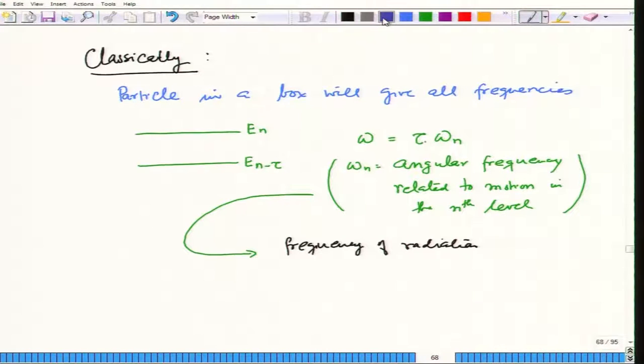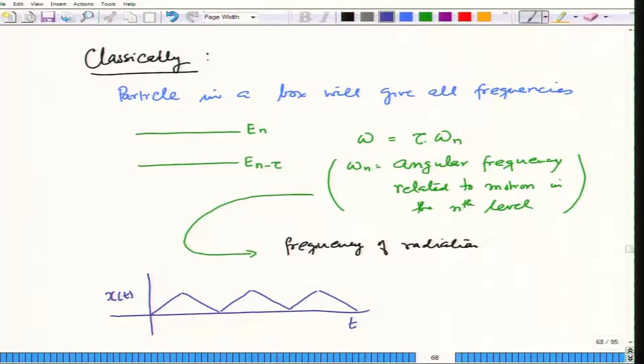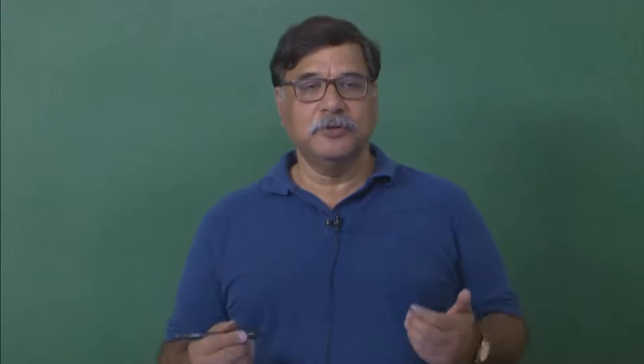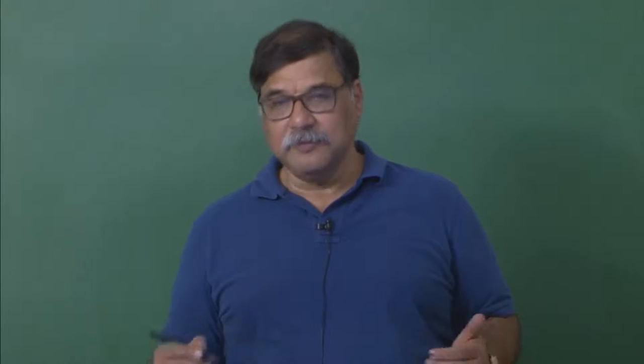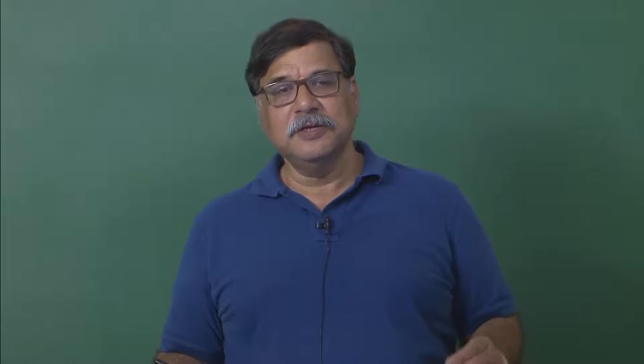And what we saw last time is that if I write its displacement versus time, it is like this. It is not a pure harmonic. So, this is what tells you that x of t actually has higher harmonics also, which I wrote earlier as c tau e raised to i tau omega, let us call it omega n t. So, it will give a frequency of radiation omega n, and since the motion also contains other frequencies, all the other frequencies will also come out. Let us see what it teaches us about quantum transitions.